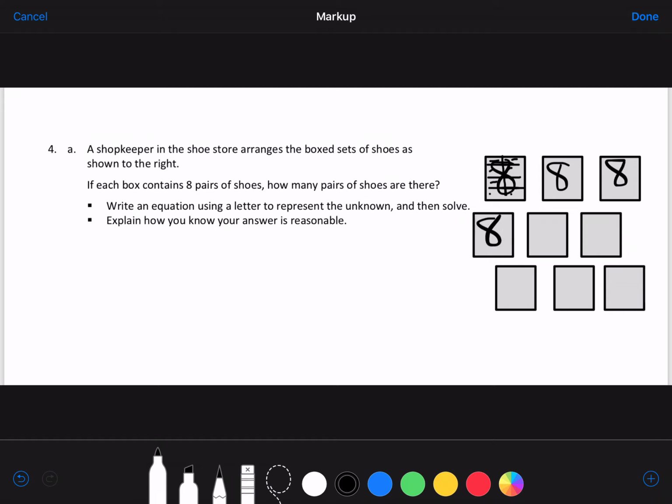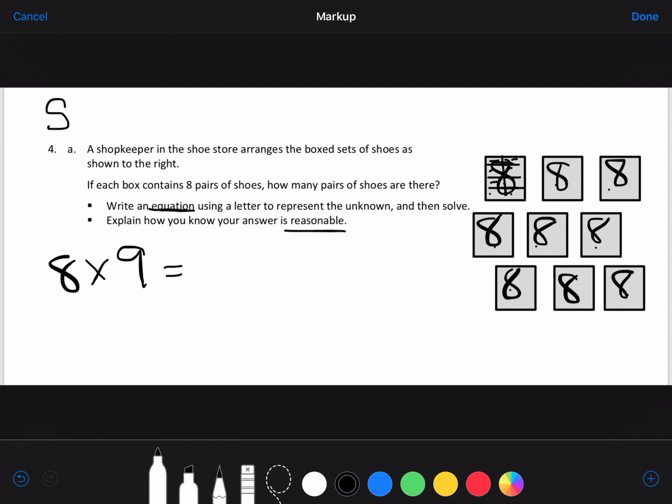And 8 in that one, and that one, and that one, and that one, and that one, and that one, and that one, and that one. I love that they already have the boxes for us. We need to write an equation using a letter to represent the unknown, then solve, and explain how you know your answer is reasonable. And I'll try to talk about that word when we're done. All right, so my equation is going to be 8 times the number of boxes. So we've got 1, 2, 3, 4, 5, 6, 7, 8, 9 boxes. 8 times 9 equals, and then what would you like to use for our letter? I don't like to use S for shoes because an S and a 5 will often get mixed up. So I try not to use S.